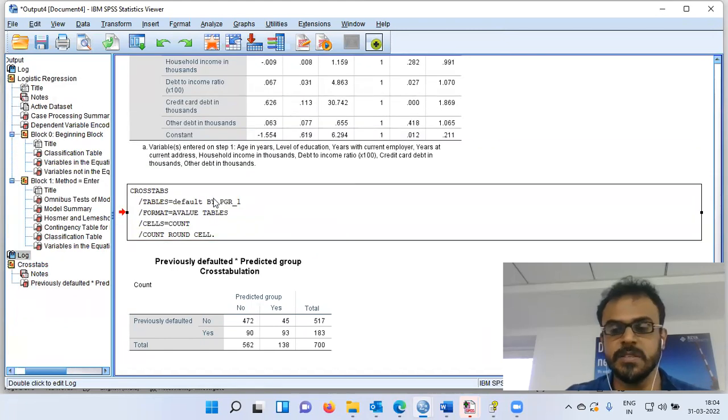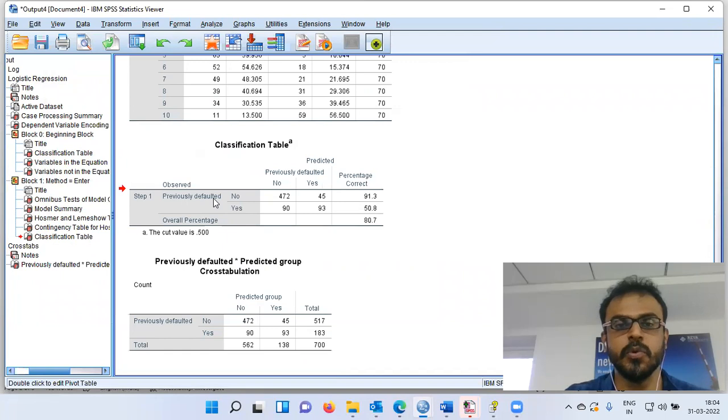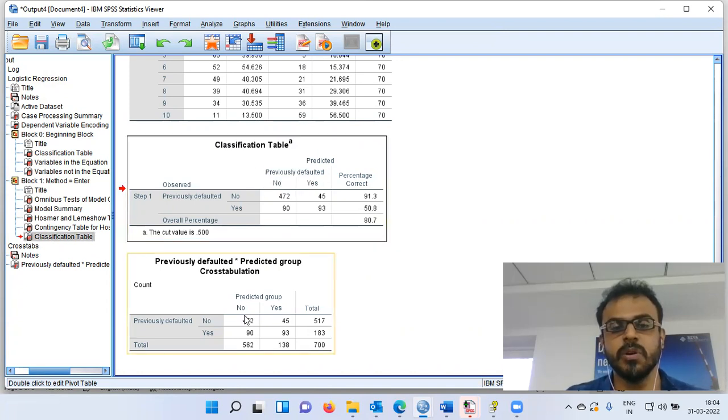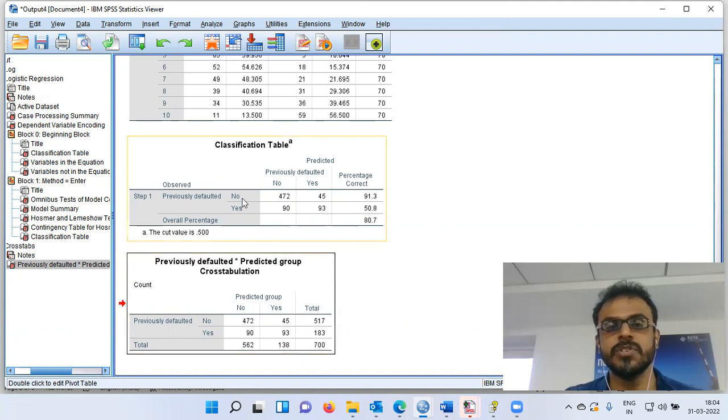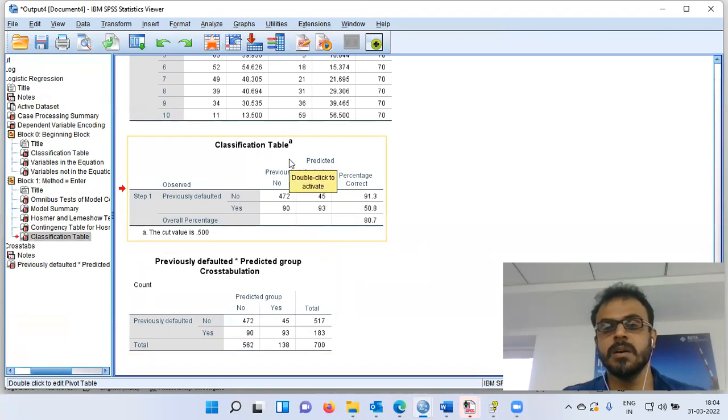Let me just delete some of this output so that I can impress upon you the classification table. This is the earlier classification table that we got based on the logistic regression model, and this is the output of the cross tabulation. Look at this 472, and this is 472, 45 and 45. Here we have 90, here we have 90, and this is 93, and this is 93. What you're seeing here is nothing but the classification table. People also refer to this as the confusion matrix. It is simply a cross tabulation between the actual and the predicted.